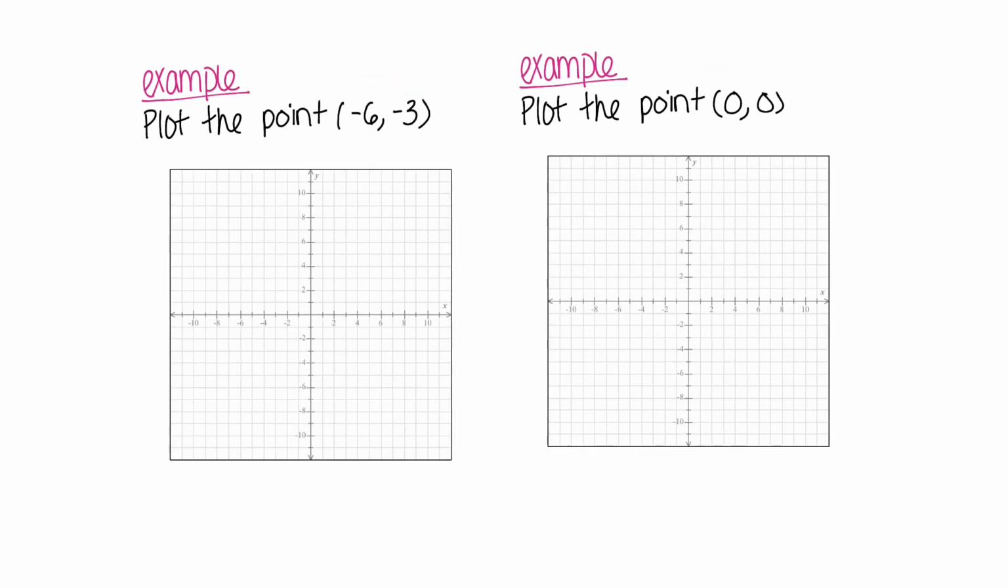Just two more quick examples. The point -6, -3, once again it's x, y. I'm going on the x-axis back to -6, so this is -6, and then the y portion tells me to go down 3, so that puts me right here. This is the point -6, -3.